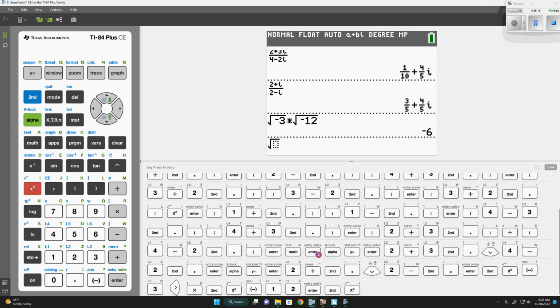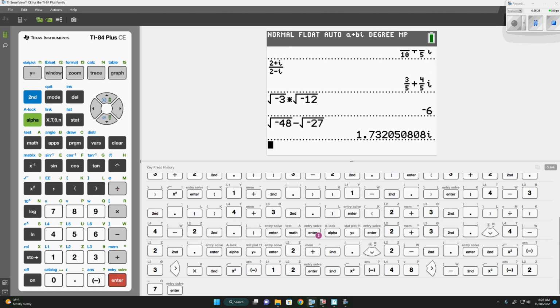So when you say second square root of -48 minus second square root of -27, enter. So that doesn't give us a nice number. But it does tell us that we will have one term left over.